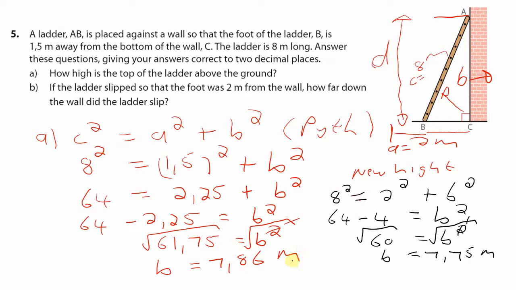So how far did it slip? Well, it slipped from 7,86 to 7,75. So we need the difference between 7,86 and 7,75. So 6 minus 5 is 1. 8 minus 7 is 1. So it slips 0,11 meter.